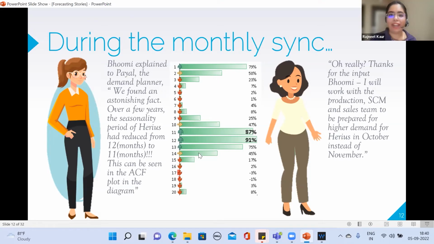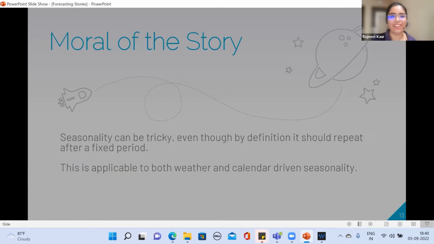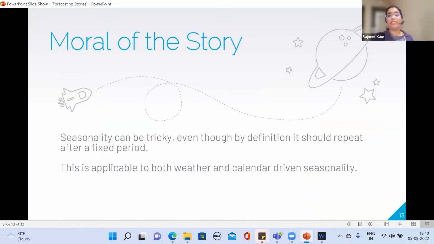Okay, so we'll start with the next story and we'll let the questions flow. I'll try to complete the story and we'll save the last 5 minutes for further question answers. All right. I hope we're excited for our third story. So the moral of this story, seasonality can be tricky, right? Even though we have already discussed this one.